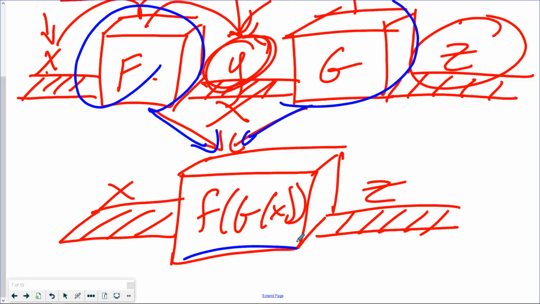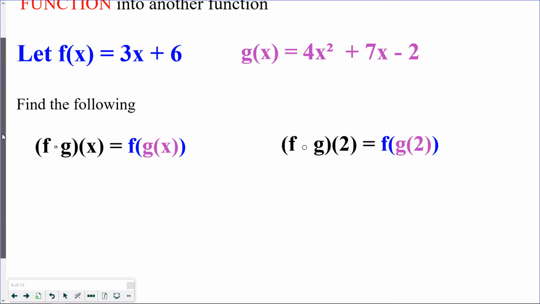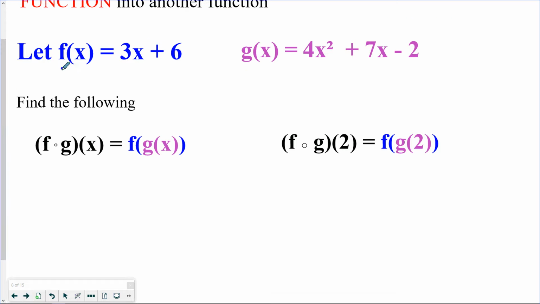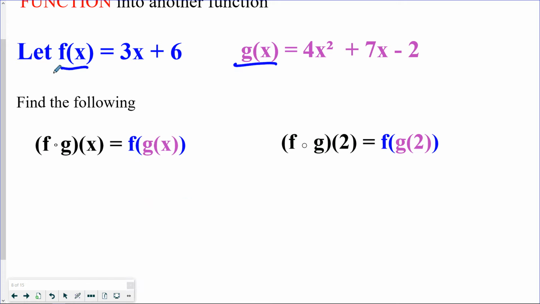All right, so in this process, we're going to substitute one function into another function to combine them. So I made two example functions. We have our f function and our g function. Let me switch back to red so it's easier to read. We have f and g. F is going to multiply by 3 and add 6, and then g is going to square something and multiply by 4, multiply something by 7, and then do some adding and subtracting.